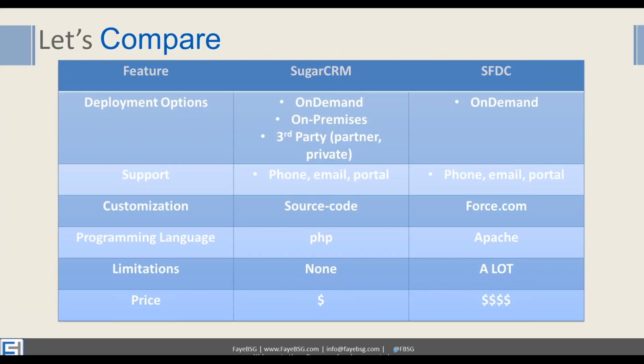Before we get into the demo, I'm going to go over some very basic differences and similarities between the two. We're going to start with deployment options because it seems to be one of the biggest differentiators between the two. Both SugarCRM and Salesforce are available in an on-demand multi-tenant architecture, which is the default. With Salesforce, you can only be deployed on their cloud. With SugarCRM, you can deploy on-premises or with a third party.